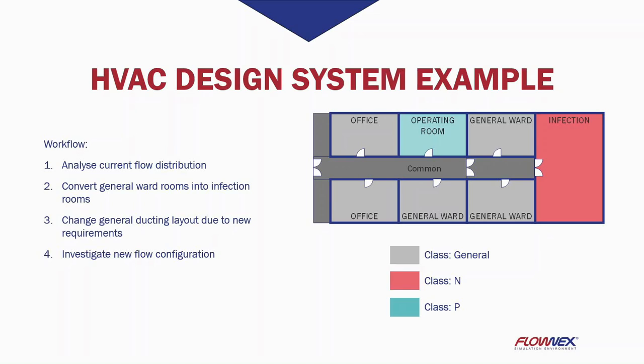Well, Marinus, due to the demand, the general wards need to be converted to Class N or infection wards, as can be seen on the screen. And we need to ensure that the correct flow distribution is obtained so as to not increase the spread of bioaerosols from these wards. A change in HVAC design will be required to satisfy the new requirements, which is that these rooms have minimal cascade flow and also be kept at negative pressures. And lastly, we will investigate the new flow configuration.